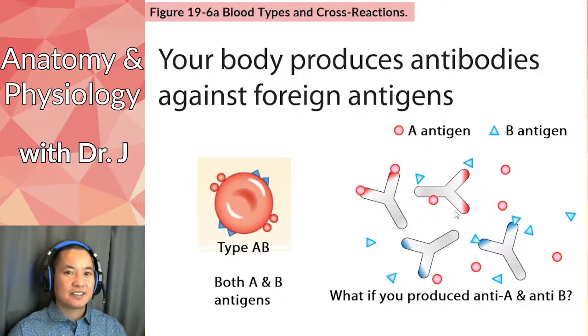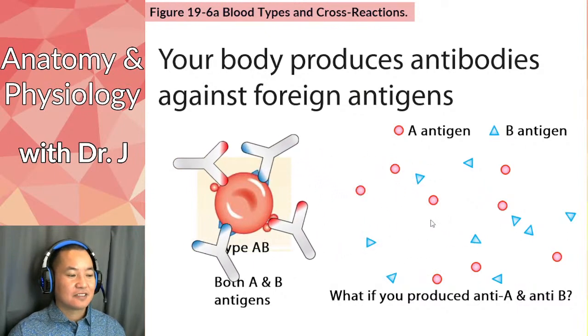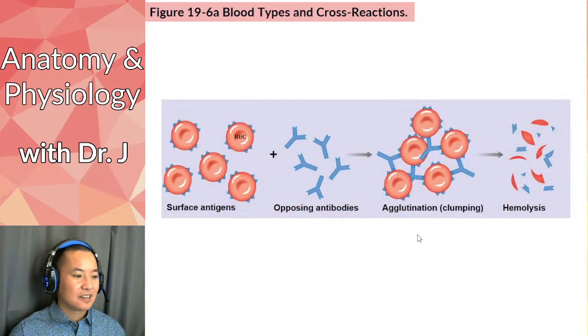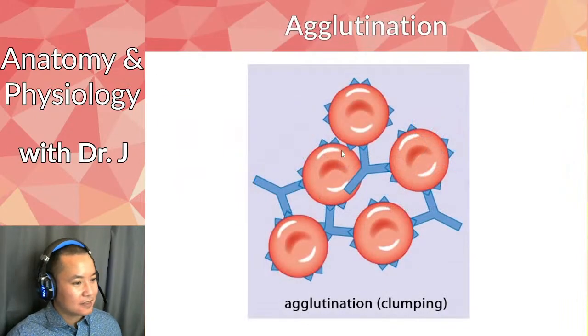Well, it's going to recognize these foreign antigens, but it's also going to attack its own cells, causing them to lyse and rupture. This is why it's important for blood transfusions to assess whether you could have this type of reaction as well. Yep, so what we have here is agglutination.